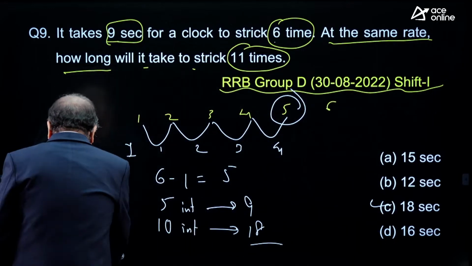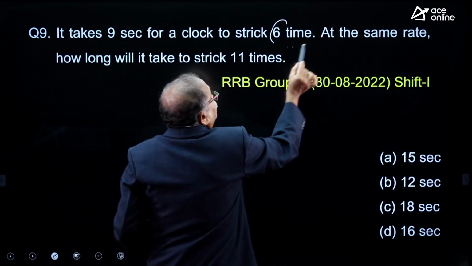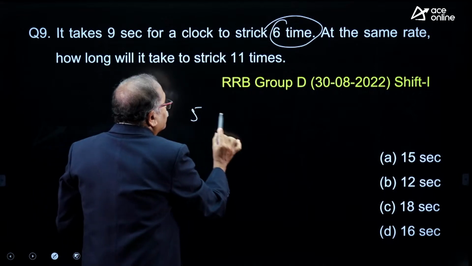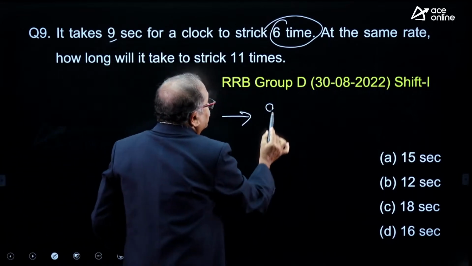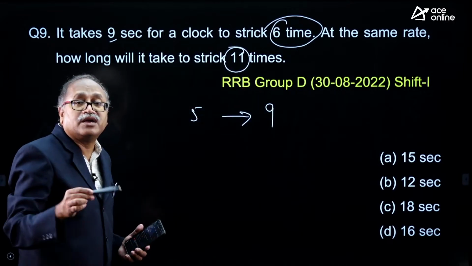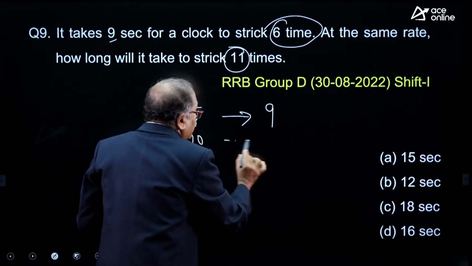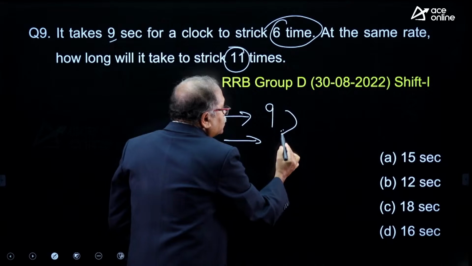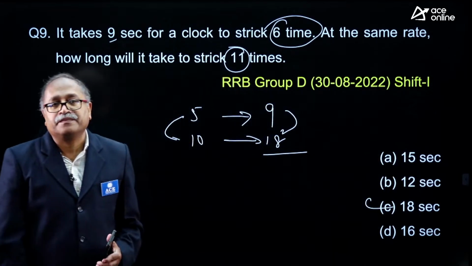Okay. So very quickly, as this is an important question, you take the number of intervals as 5. How many seconds does it take for 5 intervals? 9 seconds. So for 11 times, the number of intervals will be 11 minus 1, that is 10. So this has to be 2 times, 18 seconds, option C.